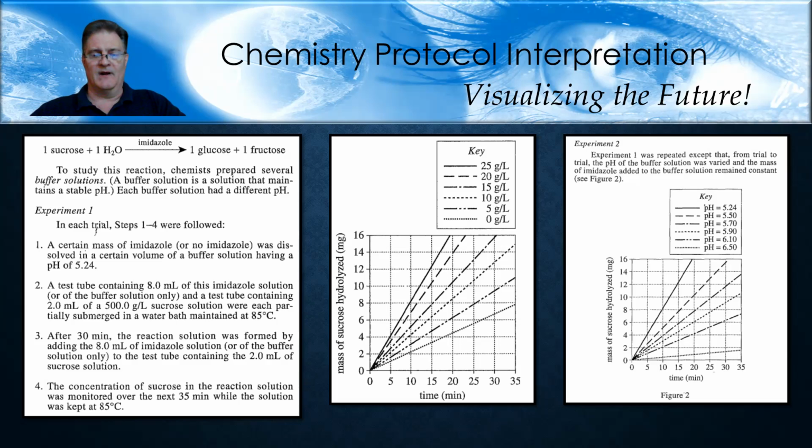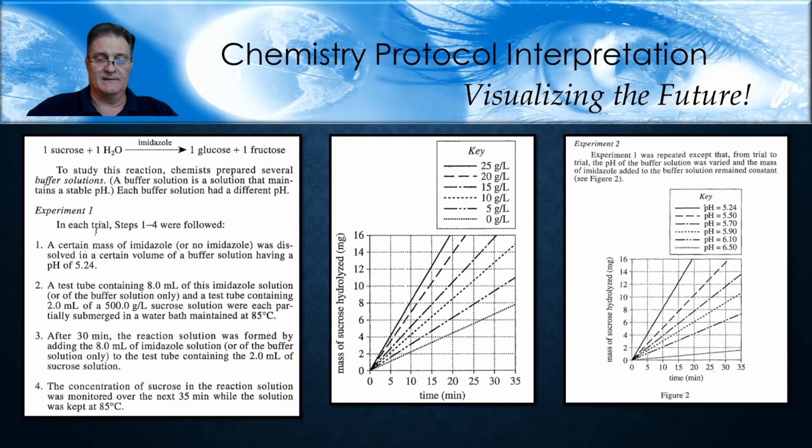Okay, look at the graph, the first graph, the one in the middle. Notice they have a key at the top, and the key is telling us the concentrations of imidazole that we're going to be using in the experiment to determine the reaction rate, or to see if imidazole increases the reaction rate of sucrose and water to give glucose and fructose. Notice the very dark dotted line, 25 grams per liter. It is the line on the graph with the highest rate.